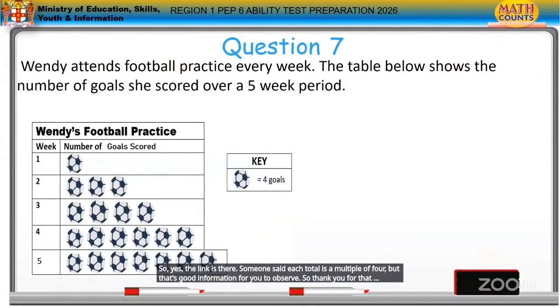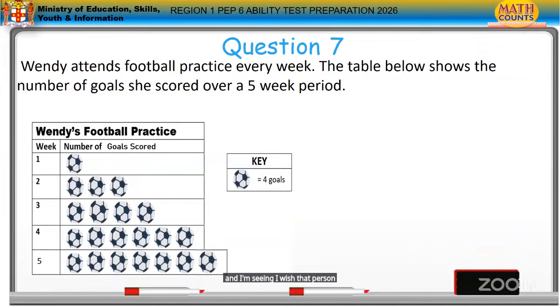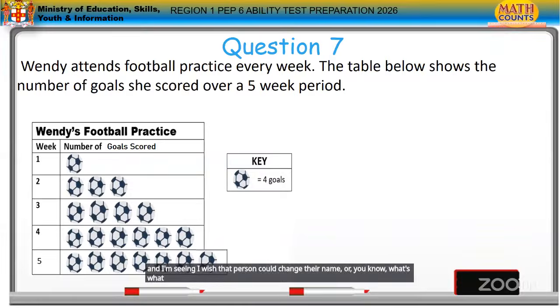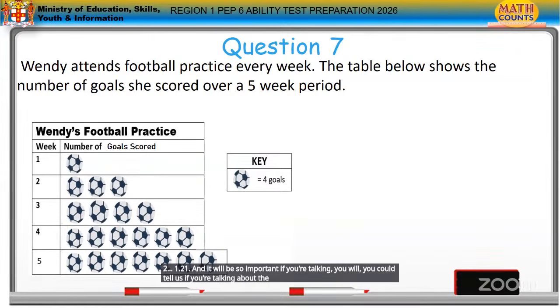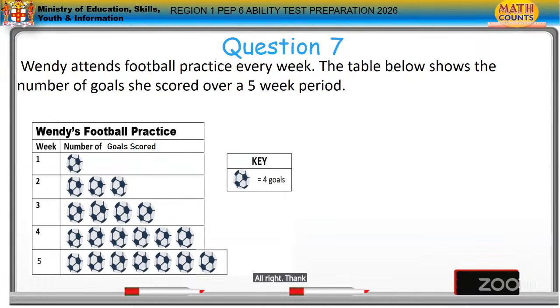And I'm seeing, I wish that person could change their name or what their device is named. There is a sequence of 1, 2, 1. 1, 2, 1. And it's so important, if you're talking about the number 1 or score or goal or ball, whatever, be a little bit more specific. All right, thank you so much.